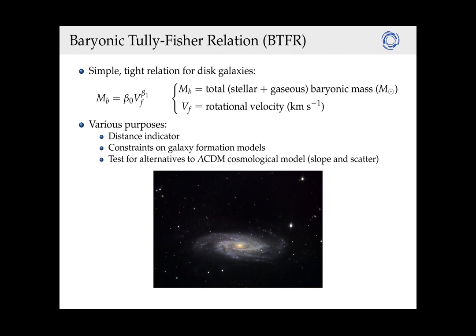It can be used as a distance indicator, which is a very important task in astronomy, sets constraints on galaxy formation models, and can also be used as a test for alternatives to the prevailing lambda cold dark matter cosmological model. Specifically the slope, characterized here by beta 1, or the exponent here, and the scatter around the scaling law are important in order to evaluate alternatives to lambda CDM.